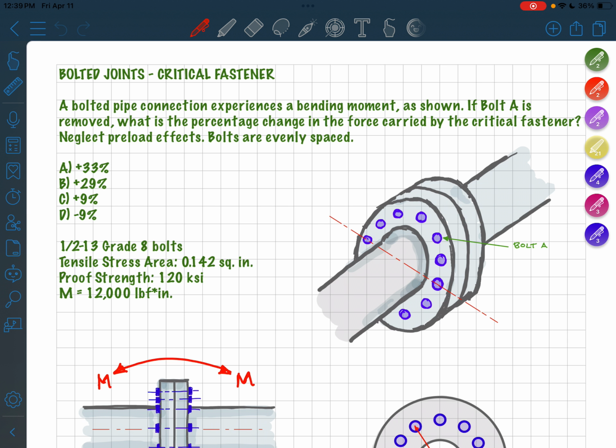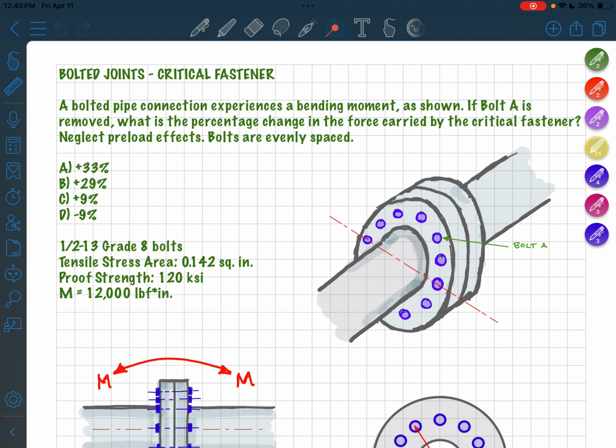Here we go. A bolted pipe connection experiences a bending moment, as shown. If bolt A is removed, what is the percentage change in the force carried by the critical fastener? Neglect preload effects. Bolts are evenly spaced.